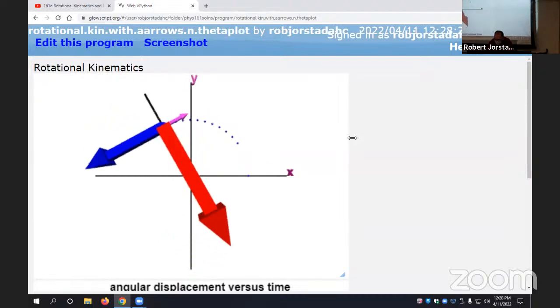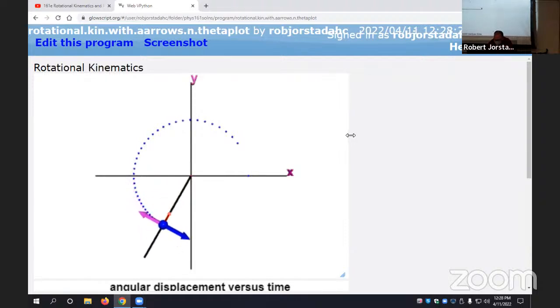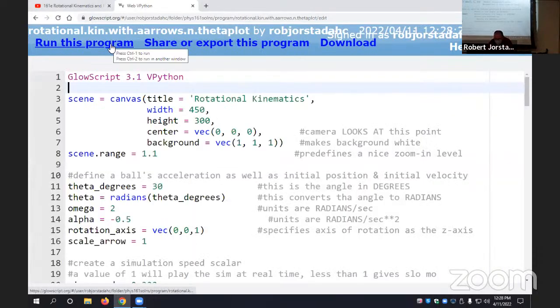What are those three arrows representing? Can you tell? I know there might be some colorblind people, but what is the red arrow that's disappearing right now? What's that? Centripetal acceleration. What is the blue arrow and the purple arrow? Let's run it again and watch them.